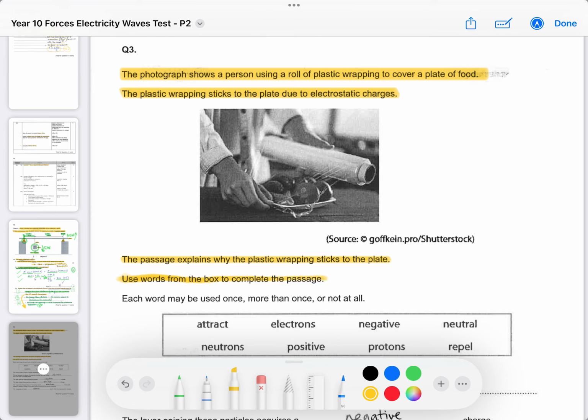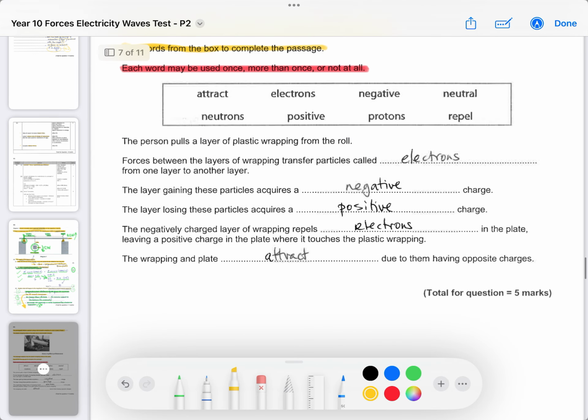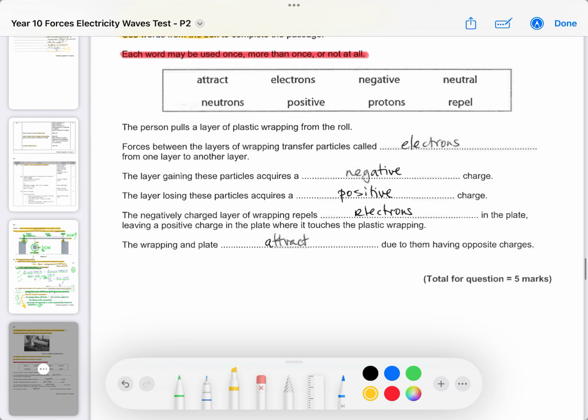One of my students said, I thought we were only allowed to use each word once. But if you read it carefully, each word may be used once, more than once, or not at all. So be careful when you're reading questions that you're reading them carefully. All right, so we've got all the words in the box, and you've got to choose them, and they're testing to see if you understand static electricity.